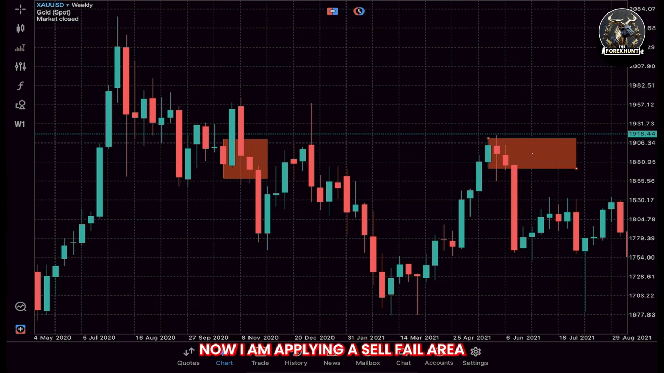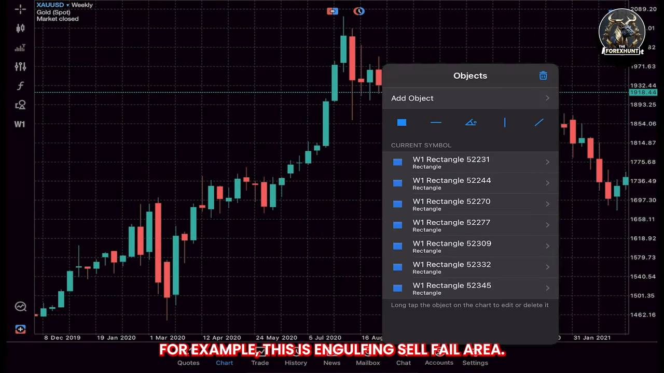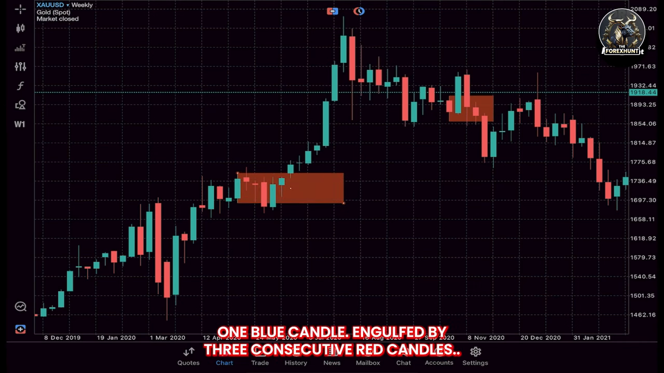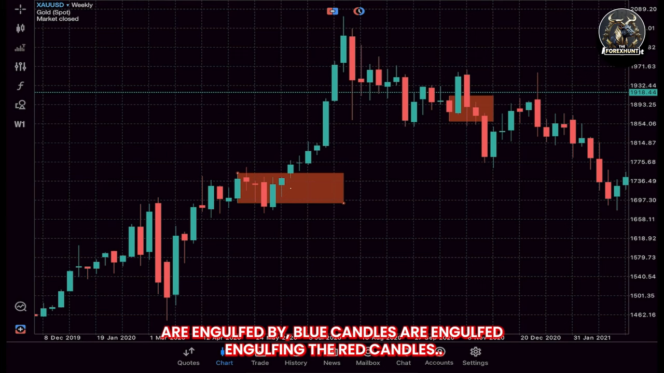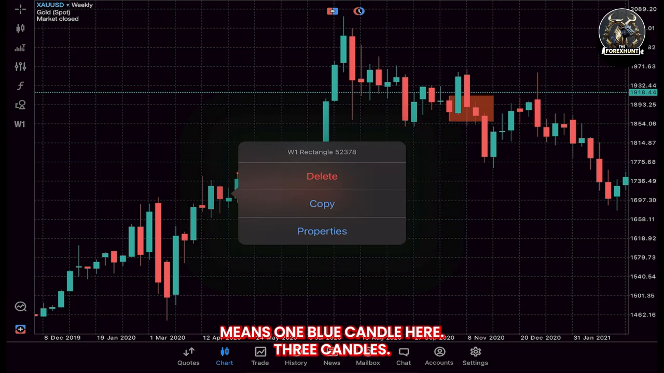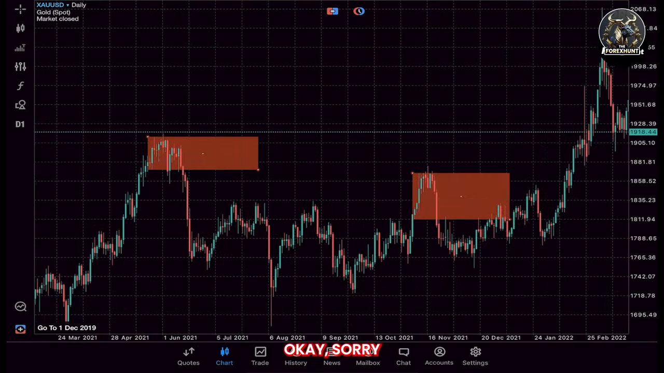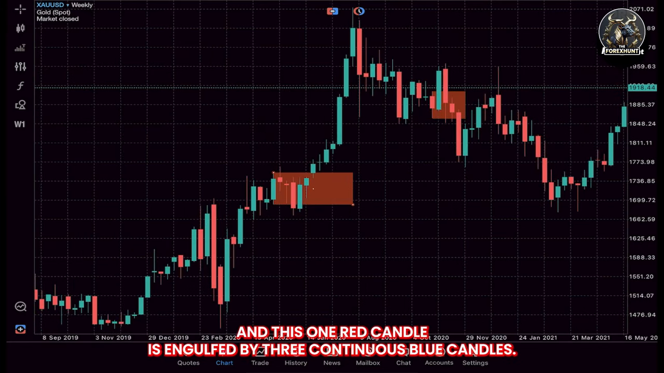Now I am planning for a sell fail area. For example, this is an engulfing sell fail area. This is a sell fail area. One blue candle is engulfed by three consecutive red candles. This makes an engulfing sell, and continuously 3 to 4 candles are engulfed by blue candles engulfing the red candles. One blue candle here, 1 to 3 red candles engulf the blue candle, and this one red candle is engulfed by three continuous blue candles.